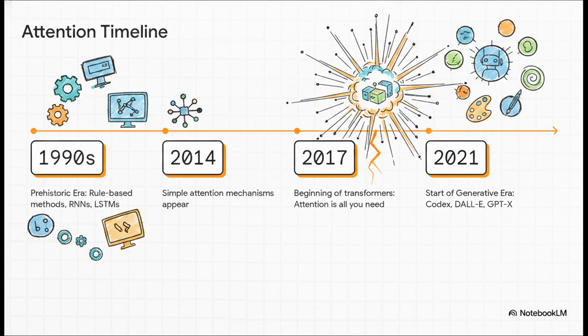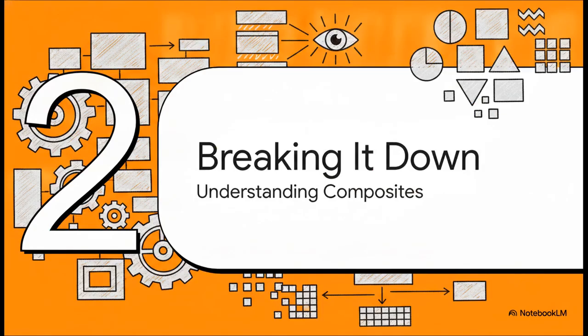A landmark paper dropped called Attention is All You Need, and it introduced the transformer architecture for natural language processing. I mean, this single breakthrough literally sparked an explosion, leading us right into the generative era kicking off around 2021. And obviously, that's the era we're living in right now, the era of ChatGPT, Dolly, and all those massive tools dominating the news cycle. Moving right along to section 2, breaking it down.